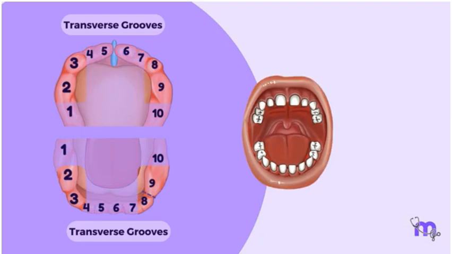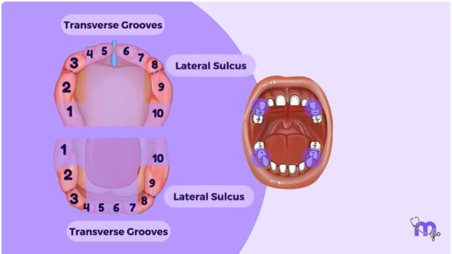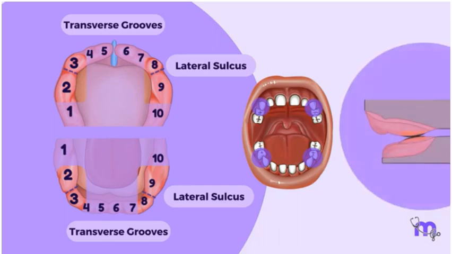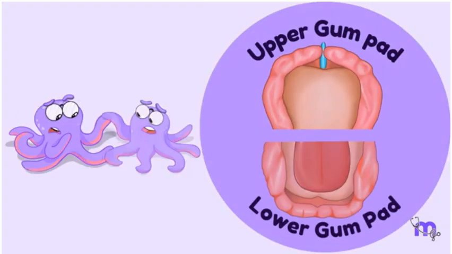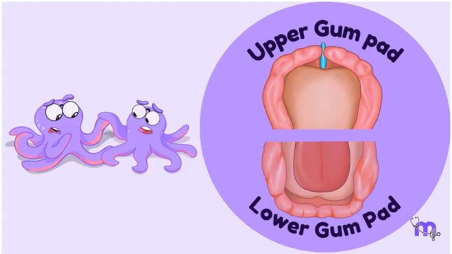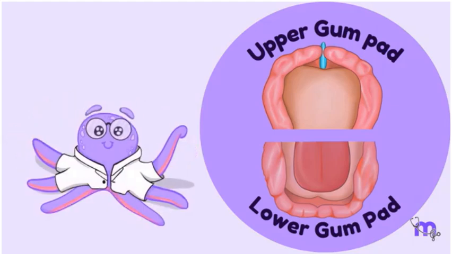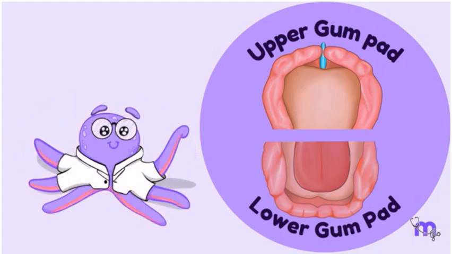The most prominent is the lateral sulcus, the groove between the deciduous canine and the deciduous first molar segments, which determines the relationship between upper and lower gum pads at an early age. The upper and lower gum pads are like fraternal twins who differ in their external appearance. Let us take a look at each of them in detail.